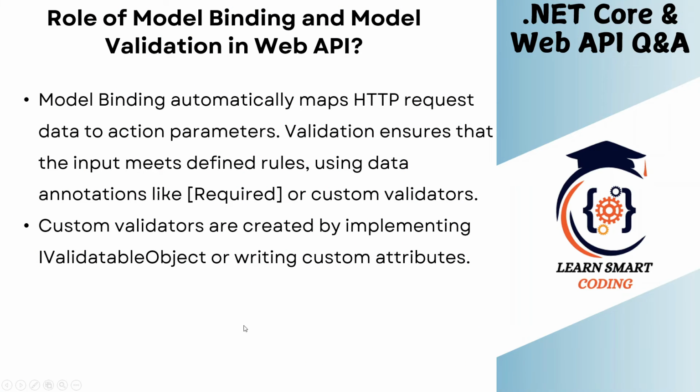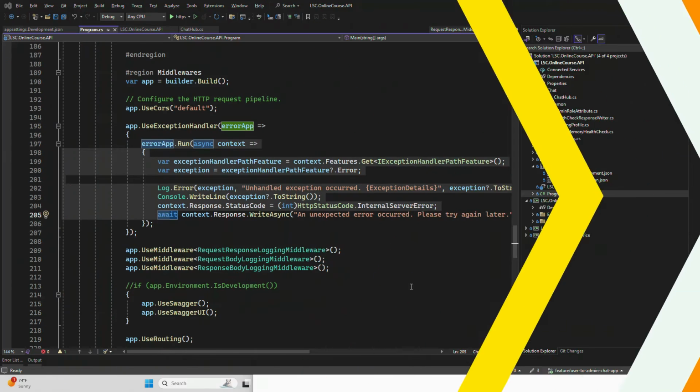Okay, so next thing, model binding. So now the next one is the role of model binding and model validation in Web API. So the answer could be, they're asking about how the model binding is working. The answer is model binding automatically maps the HTTP request data to action parameters. Validation ensures that the input meets the defined rules using data annotations like Required, MaxLength, MinLength, or even custom validators. Custom validators are created by implementing IValidatableObject or writing custom attributes, or you can also use external packages. Now let's take a look at this.